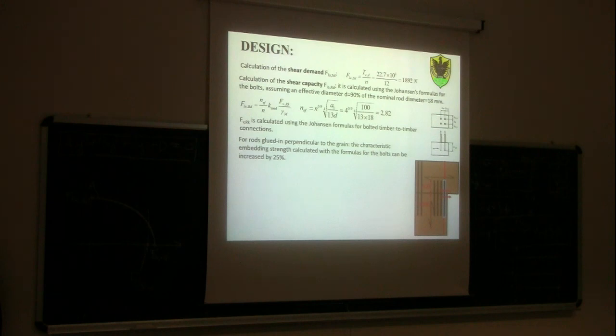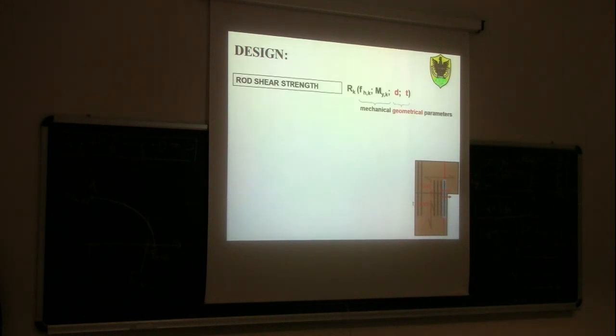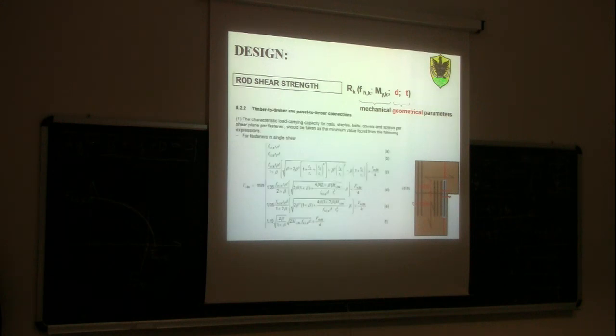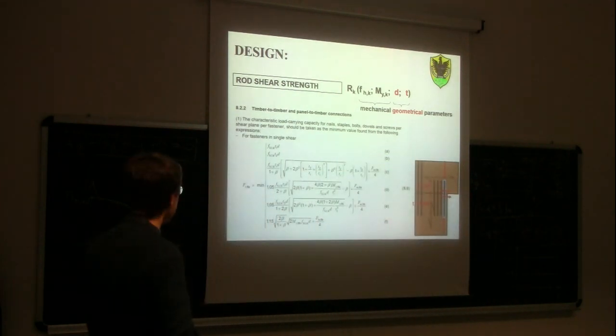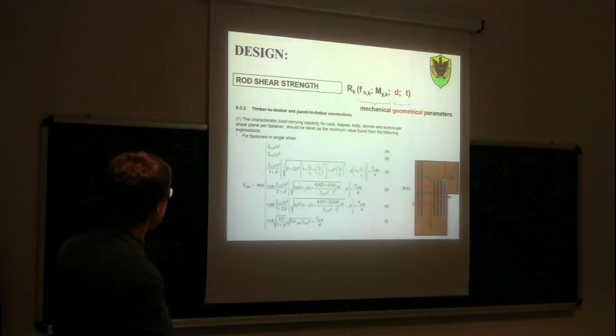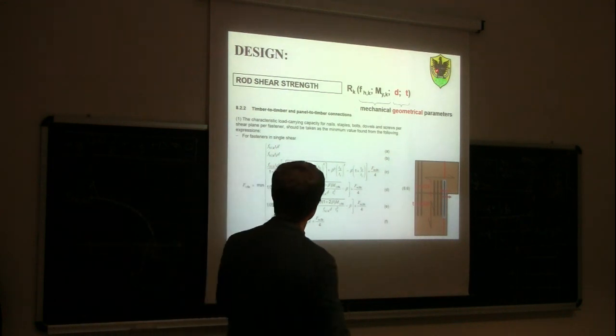And then we need to see the embedding strength. For rods glued in perpendicular to the grain, the characteristic embedding strength calculated with the formula for the bolts can be increased by 25%. And for rods glued in parallel to the grain, the characteristic embedding strength is assumed equal to 10% of the embedding strength perpendicular to the grain. So now we need to use the normal formula we already saw last time, if you remember, for the other example. So we need to replace inside here the embedding strength, the yielding value of the rods, and then the geometrical properties, the MP.